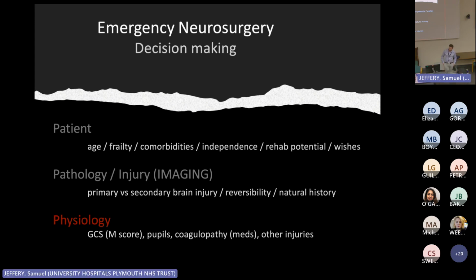Coagulopathy, and I include medications in that, has a big impact. We know that those with either coagulopathy from, say, liver failure or because they're on an anticoagulant are likely to have a worse outcome. Bleeding is difficult to control. And also, what are their other injuries? If they're polytrauma and they've got multiple other injuries that are likely to have an impact on their ability to recover from a brain injury, then that needs also to be taken into consideration.